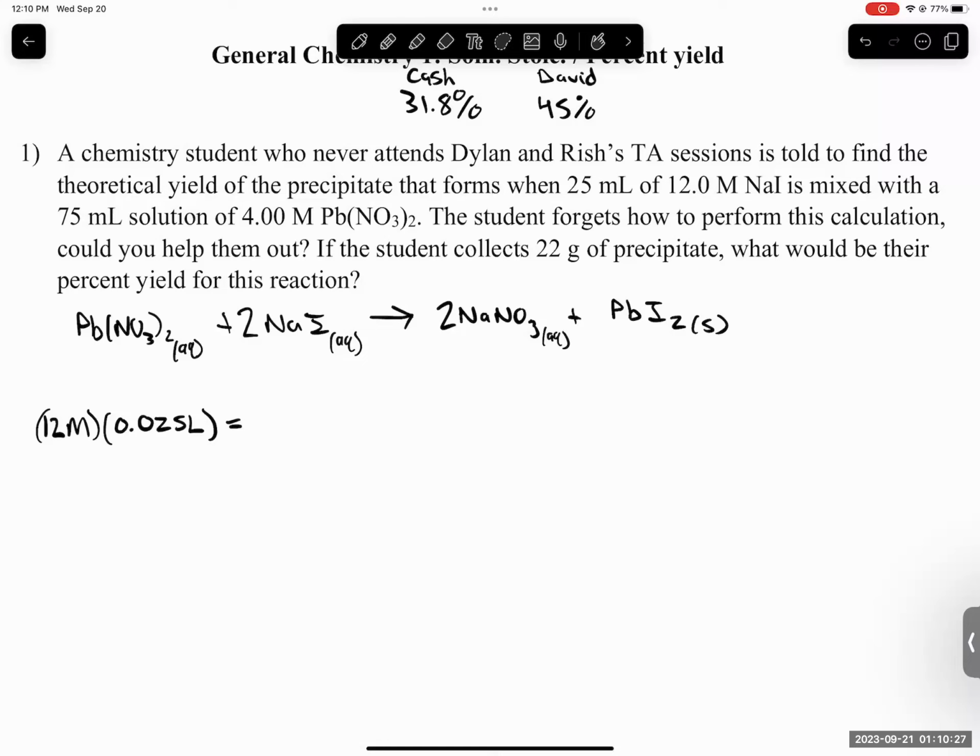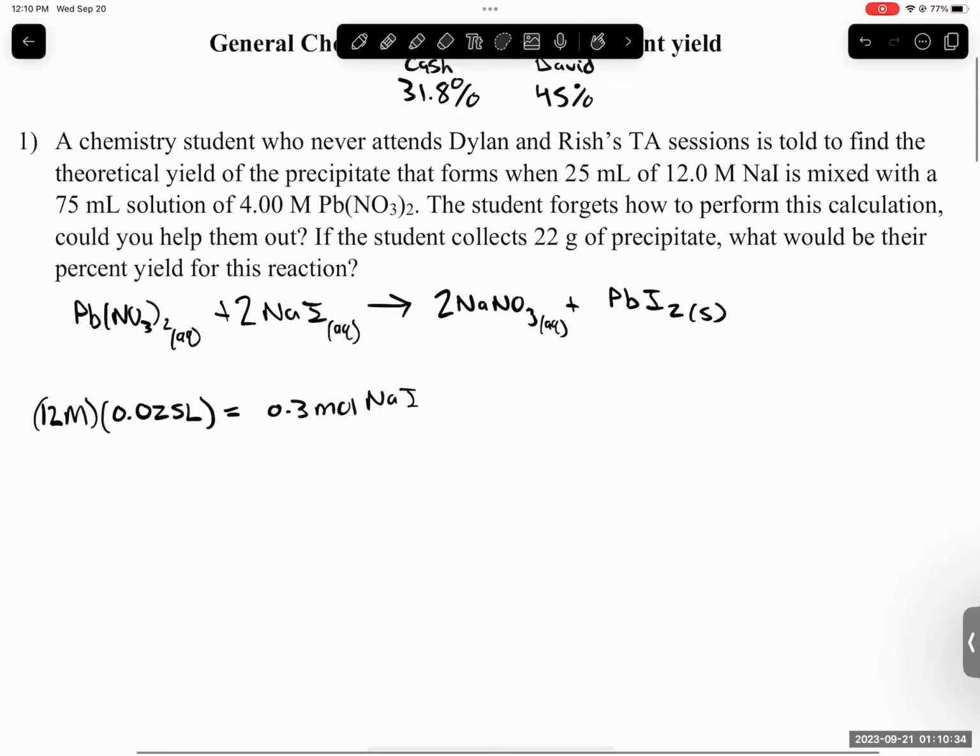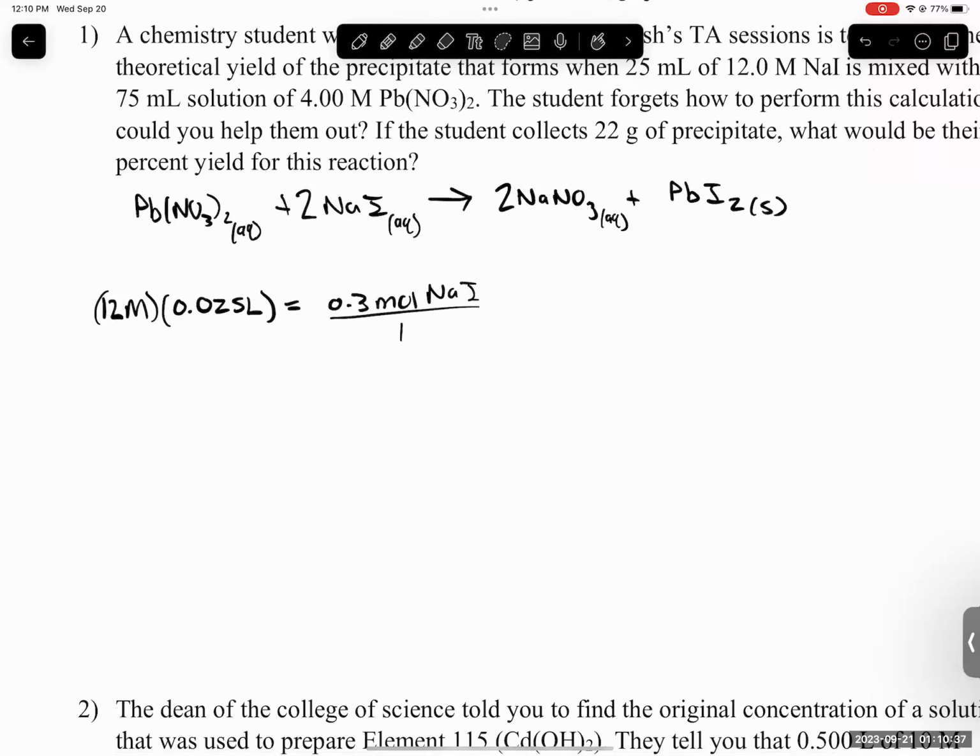This gives me 0.3 moles, and this is sodium iodide. How do you know sodium iodide is the limiting reactant? You don't yet. And why do you pick sodium iodide? We have to do it for both of them. Start with the mole ratio, and that produces 1 mole of lead(II) iodide. So this is going to be 0.15 moles of precipitate. And then we do the second one.